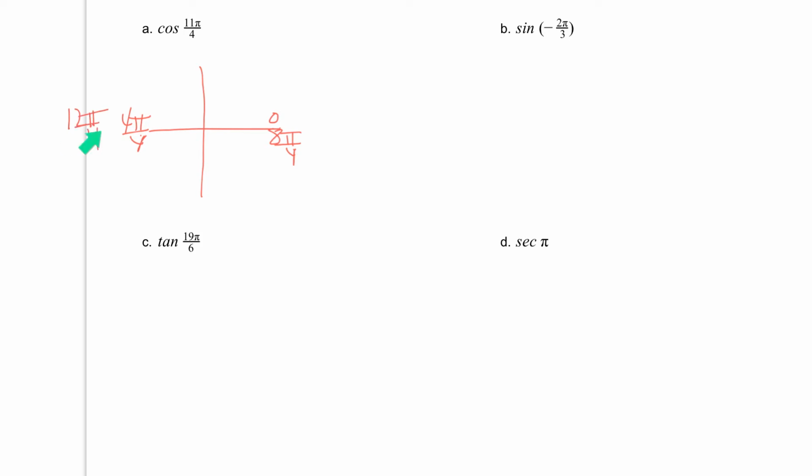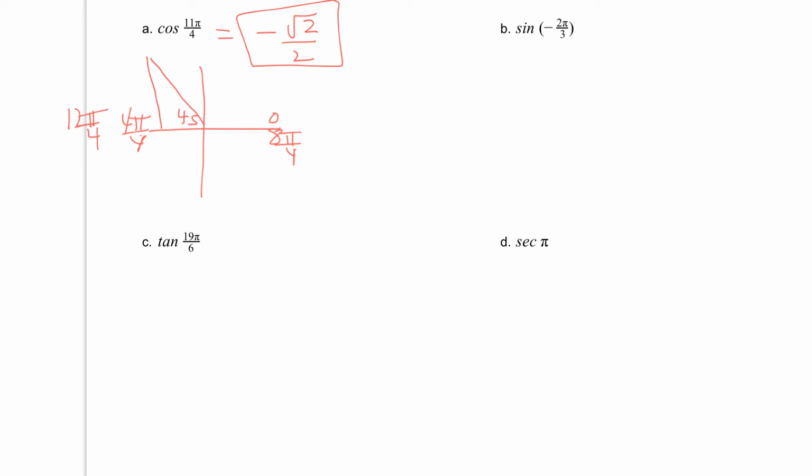Now I see 12 pi over 4, one less than that is 11 pi over 4. So 11 pi over 4 is going to end up in the second quadrant. Since I'm dealing with pi over 4s, my reference angle is going to be 45 degrees. If I'm looking for the cosine, I'm looking for the x, which is across from a 45-degree angle. So it's going to be negative square root of 2 over 2.